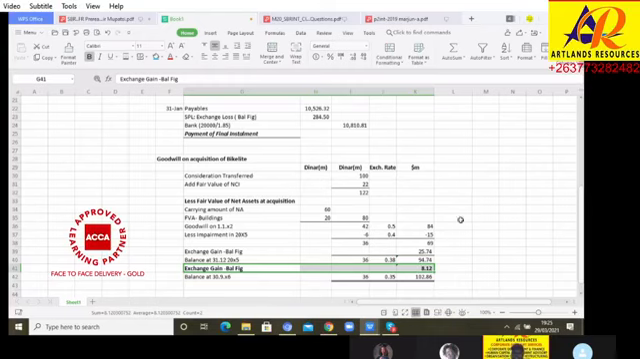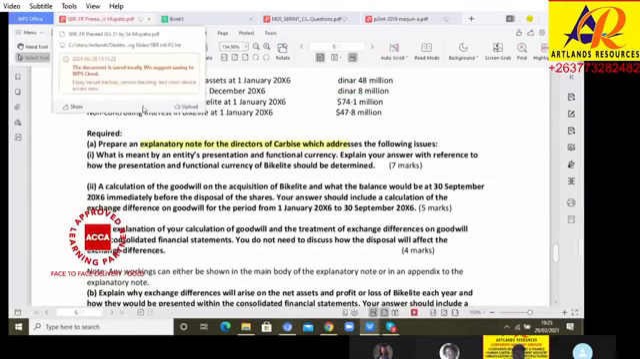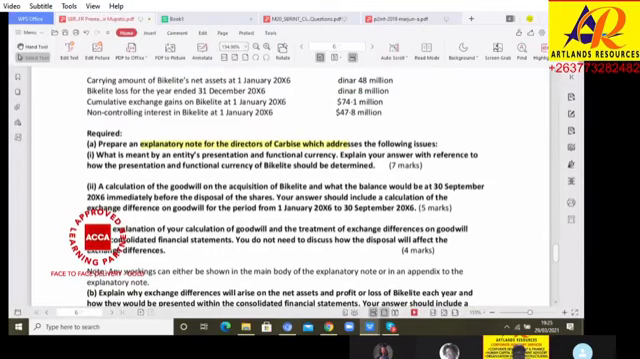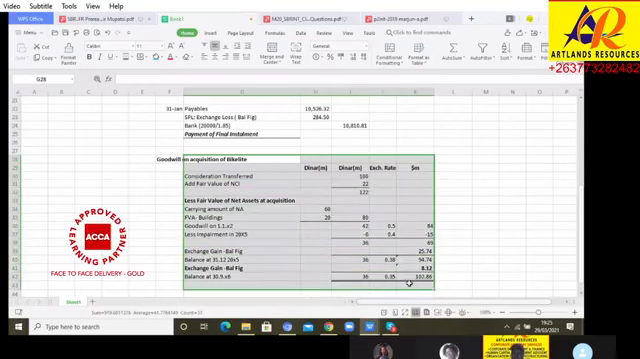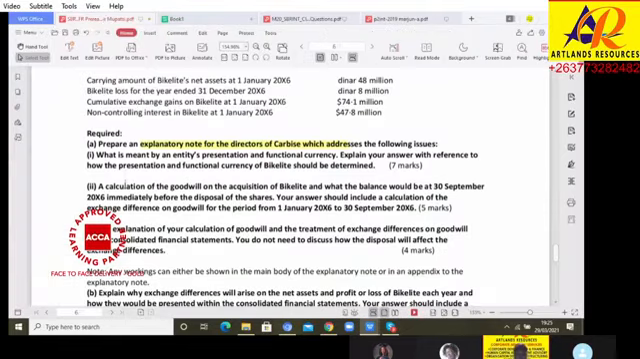All this working, you don't put it in the Word document. Though you can as well, provided the examiner says it. Like here, the examiner is saying any workings can either be shown in the main body of the explanatory note or in appendix to the explanatory note. Meaning, you can work it something like this and copy it and paste it in the Word document. It's possible to just copy like this as it is and paste it in the Word document. You are done.